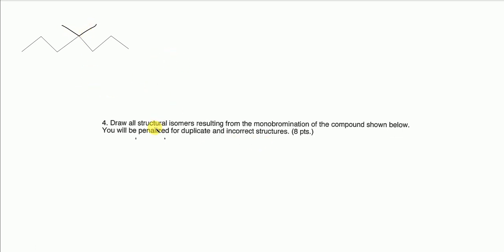So she says, draw the structural isomers resulting from the monobromination. What are structural isomers? Structural isomers are when I have the same molecular formula, but different connectivity. So some groups are connected in different places when I'm comparing different molecules of these isomers. Okay, so just different connectivity. That's what that means. And then the next confusing thing is monobromination. So what is monobromination?